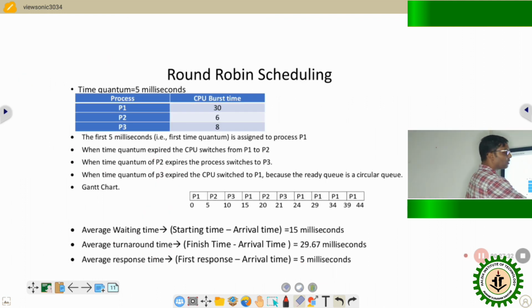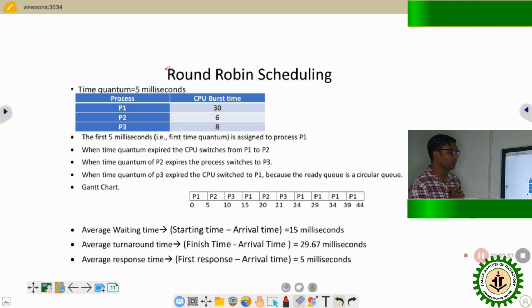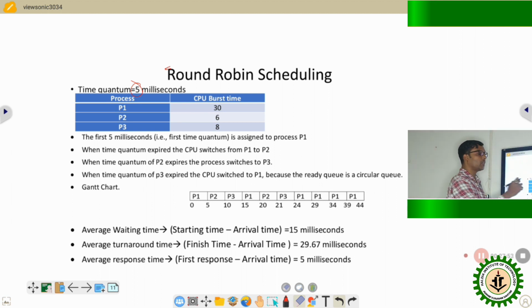We'll consider another CPU scheduling algorithm, that is the round robin algorithm. Here the time quantum is given and the chart is given. This is the CPU burst time for all the processes and this is the time quantum. That means a process in the ready queue can execute up to 5 milliseconds, then it must release the CPU and another process will get the chance.